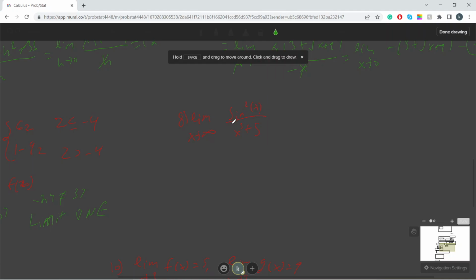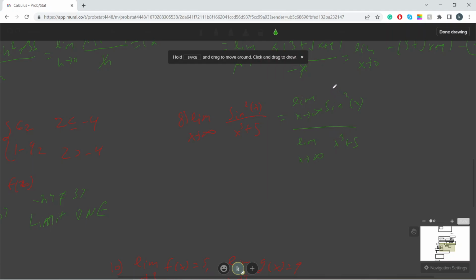In this case, we can use the quotient property and work on the numerator and the denominator separately. So this is equal to the limit as x approaches infinity of sine squared x over the limit as x approaches infinity of x cubed plus 5. If we look at the numerator, what is going on? This is a function of sine squared x.